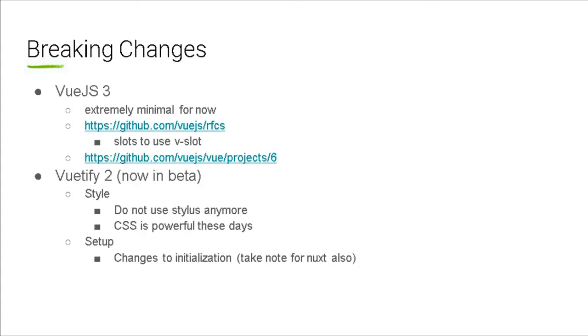Okay, so Vue.js 3. Any breaking changes coming up? Extremely minimal. Only one thing so far I saw, which is the slots thing. A lot of people use slots, where you can put some child inside a parent node, and they changed it to v-slot. That's all. It's actually very simple to migrate. And for Vuetify, we are currently using version 1. It's going to move to version 2, which is now in beta. I will update everything once it's more stable.